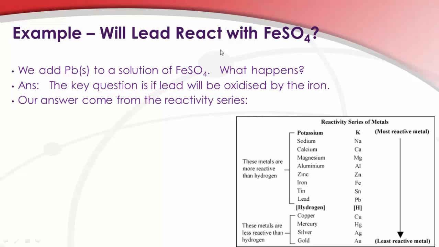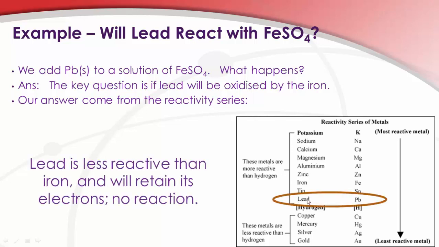Look at another example. What if we put solid lead into an iron sulfate solution? And this is a perfectly valid question for you to be asked. What will happen? And I might ask you to give me the redox reaction that occurs, if any. What you have to do is, before you start balancing reactions, you have to decide if there's going to be a reaction. And you do that using this table. So it's really quite simple. All you have to do is go to the table, look for lead, and see if iron, in this case, is less reactive or more reactive.